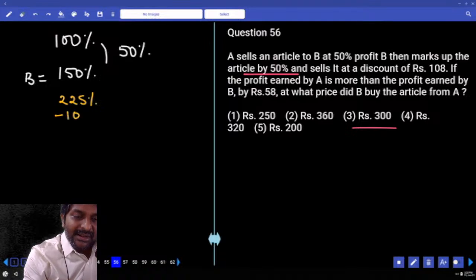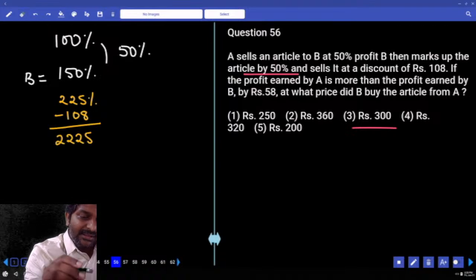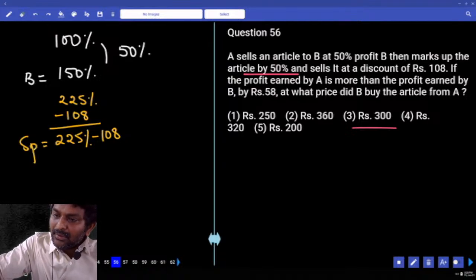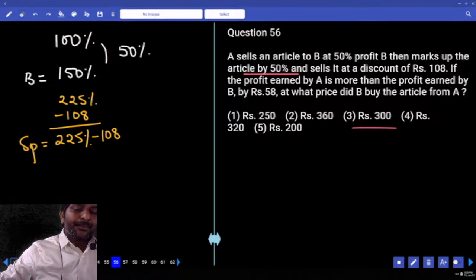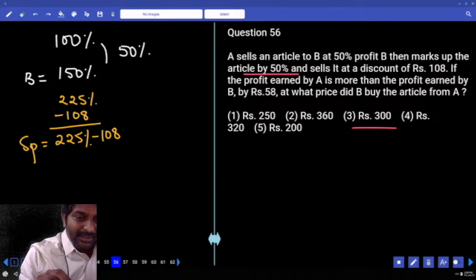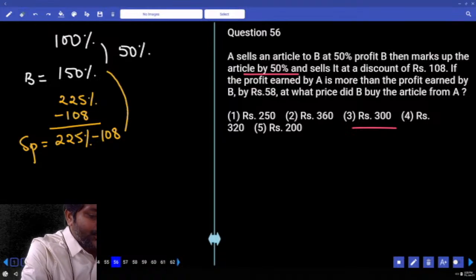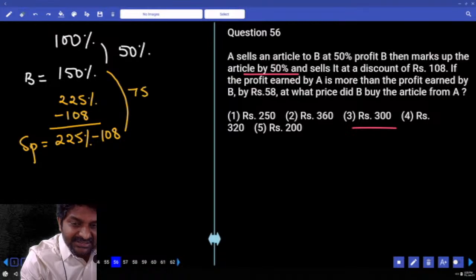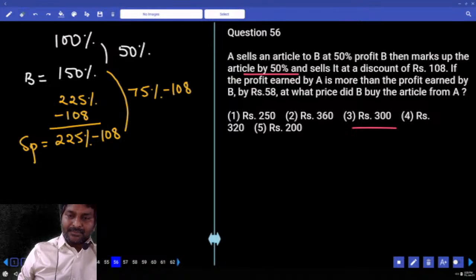So 108 rupees discount is given. Now B sells it at 225% minus 108. This is the selling price of B, correct? Now, the profit of A is compared with respect to the profit of B. Am I right? B's cost price is 150, B's selling price is 225 minus 108. Profit in the sense selling price minus cost price, which is equal to 75% minus 108. Correct?